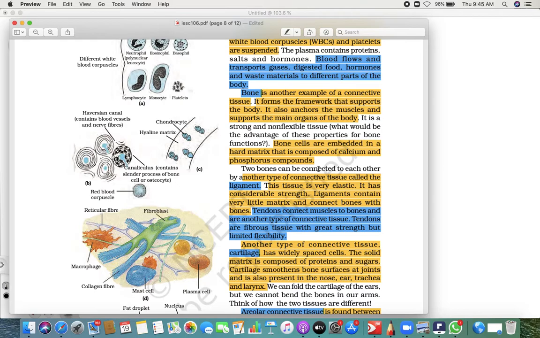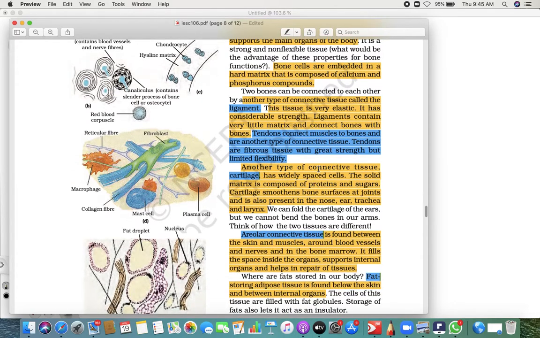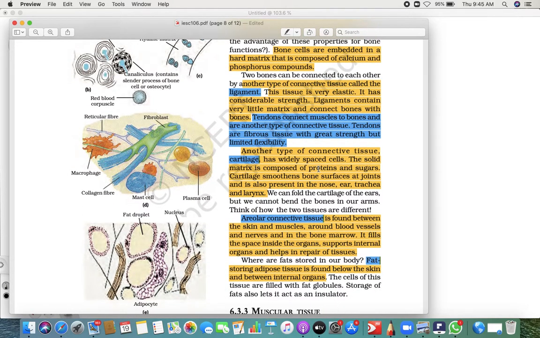And why is it so? It is made up of a special type of connective tissue called cartilage, which has widely spaced, solid matrix. So basically it is made up of proteins and sugar. Cartilage smooths bone surface at joints. You can see it at the nose, ear, trachea and larynx, which is at the neck part. We can fold the cartilage of the ear, but we cannot bend the bones in our arm. So basically cartilage can be bent, but the bones cannot be bent.